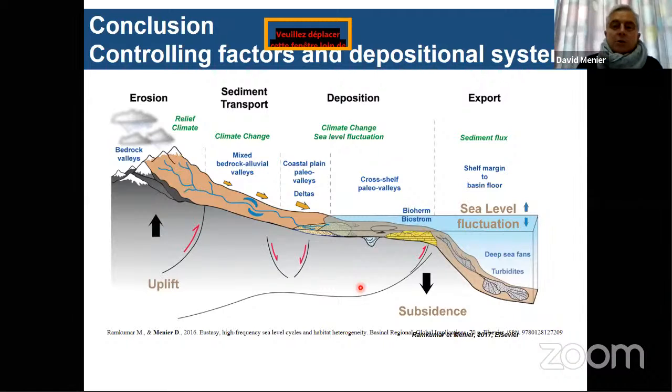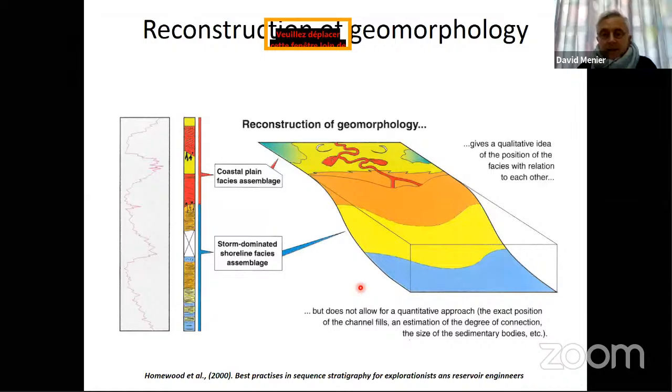Okay, now let's go to sequence stratigraphy, reconstructions of geomorphology. So this is a 3D view, from the alluvial plain, coastal plain, toward my marine basin. And which type of data can we use as well?